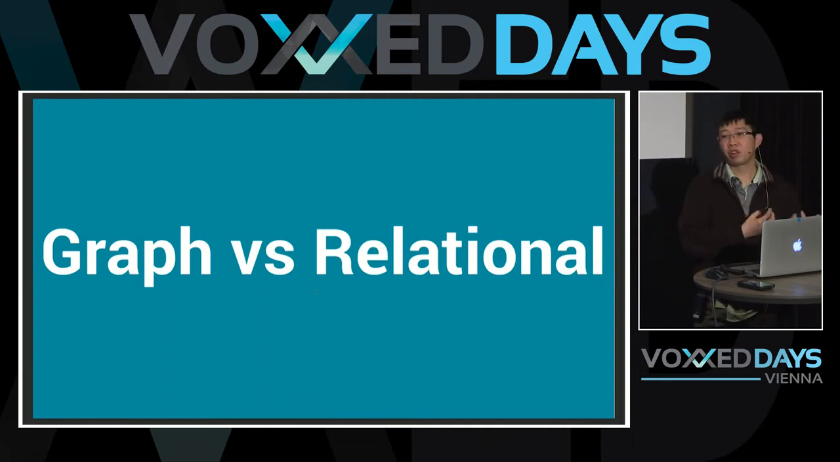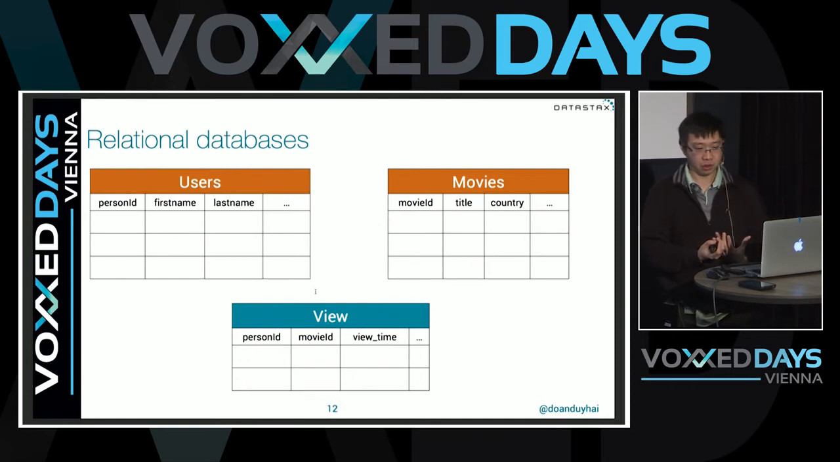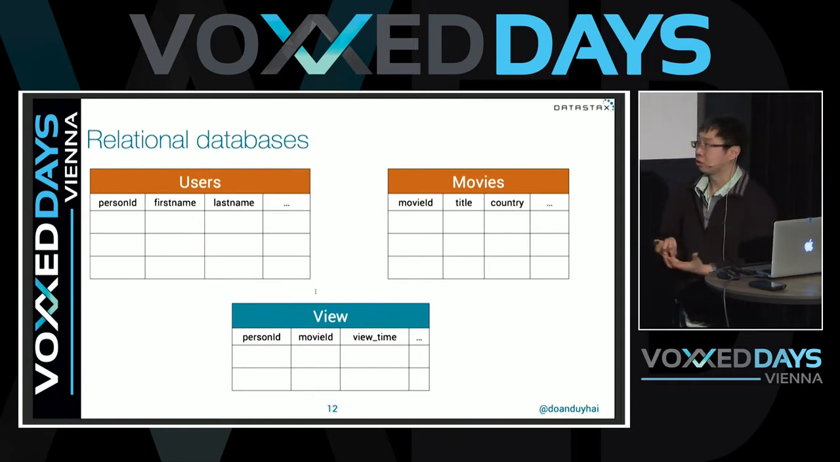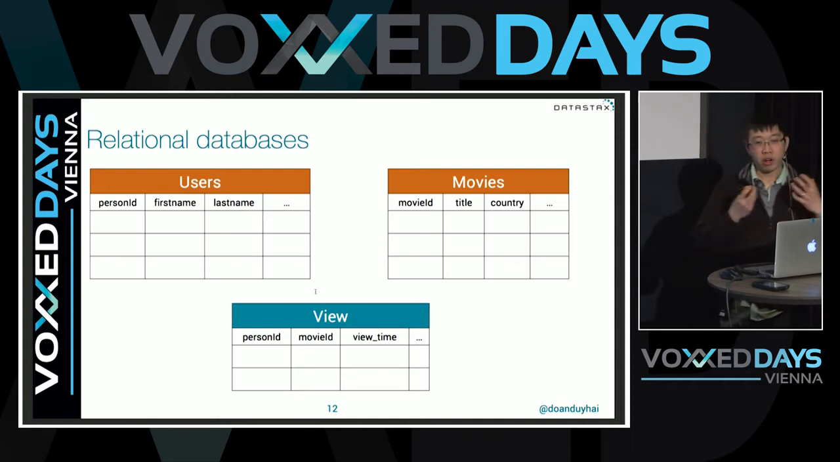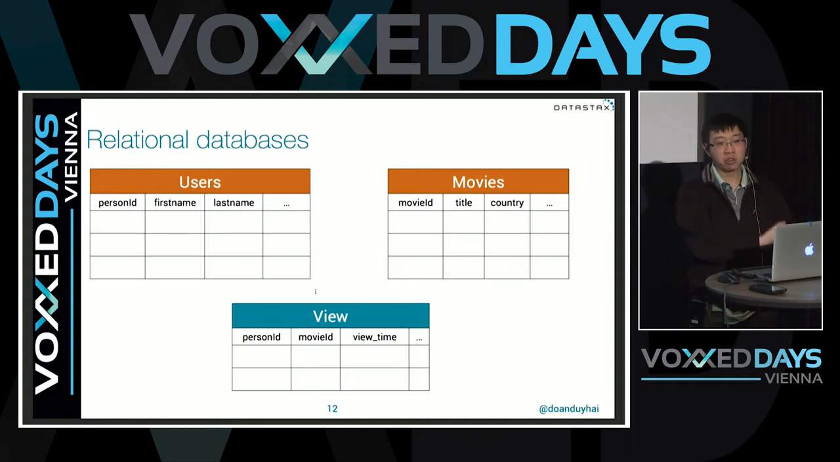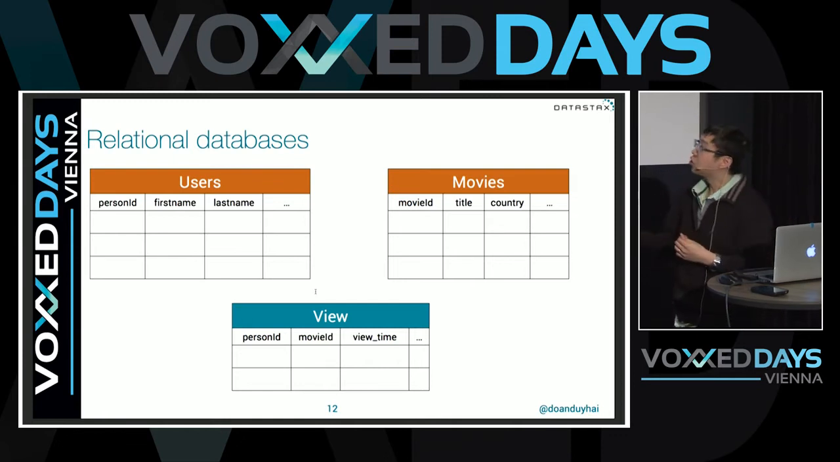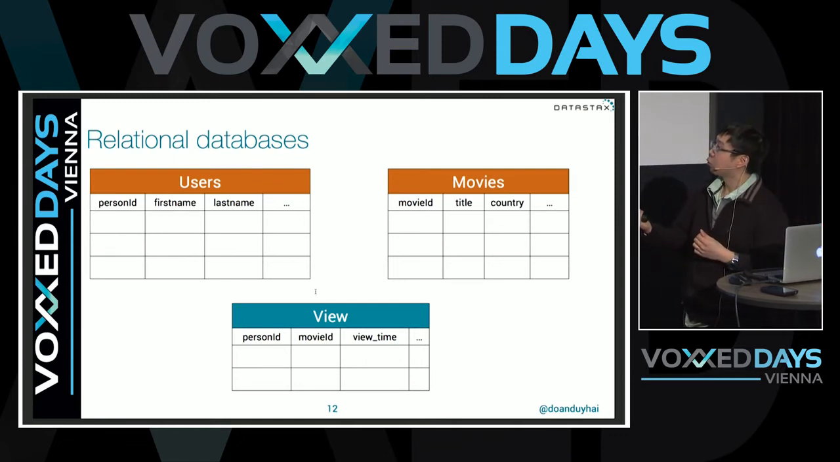How do we compare graph to relational? So with a relational database, you define relations. Here we have a user table, right? Person ID, first name, last name. A movies table: movie ID, title, country. And to create the relationship between the users and the movies, we have the view table. So which person has watched which movie at what time.